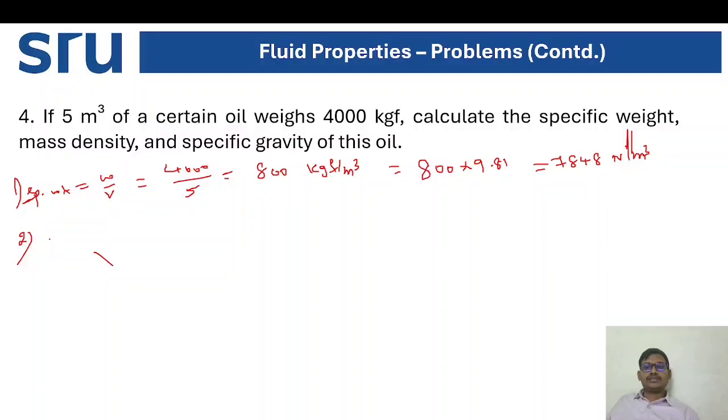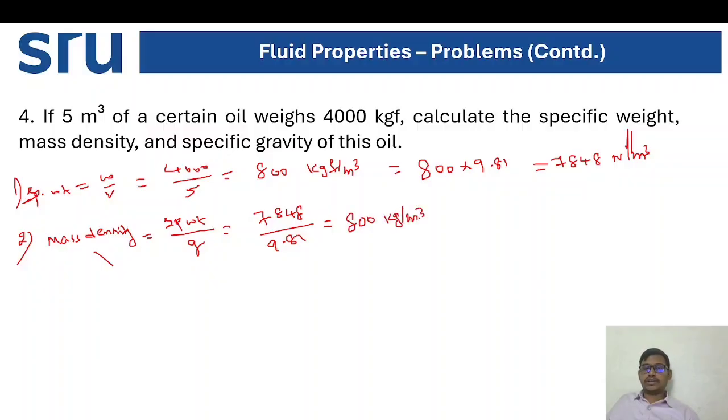The second one, mass density. So mass density equal to specific weight by G. What is the specific weight? 7848 by 9.81. So that is equal to, specific weight already we know, gravity we know, so 800 kg by meter cube.